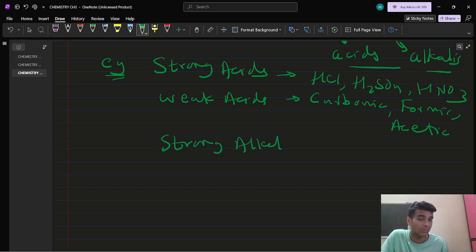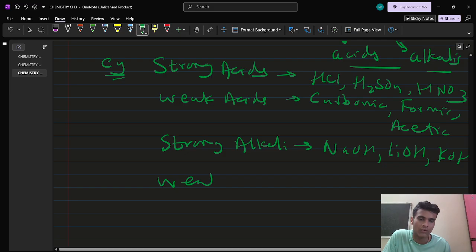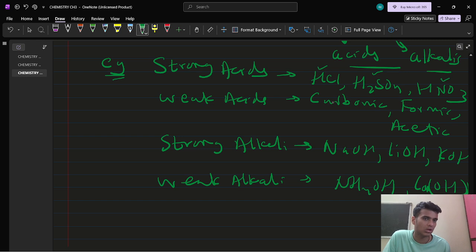Now strong acids, weak acids, strong alkali. Examples are very important. They can come as odd one out or something, so do the examples well. Strong alkalis are NaOH, LiOH, KOH. Yes, the same they have given. And weak alkalis are ammonium hydroxide and calcium hydroxide. Remember all these examples, it is not many. 1, 2, 3, 4, 5, 6, 7, 8, 9, 10, 11. Just remember these 11, important.